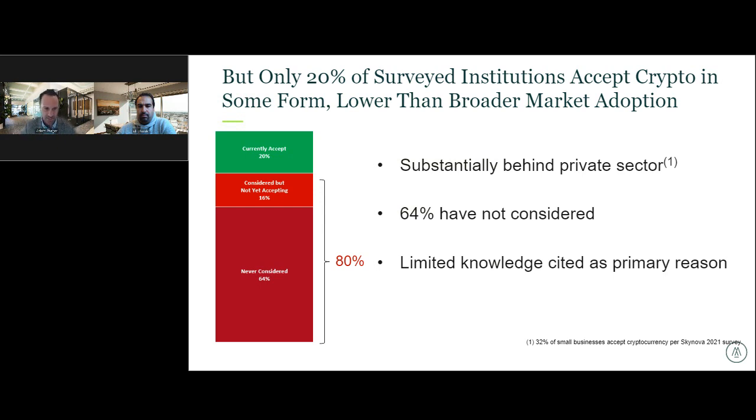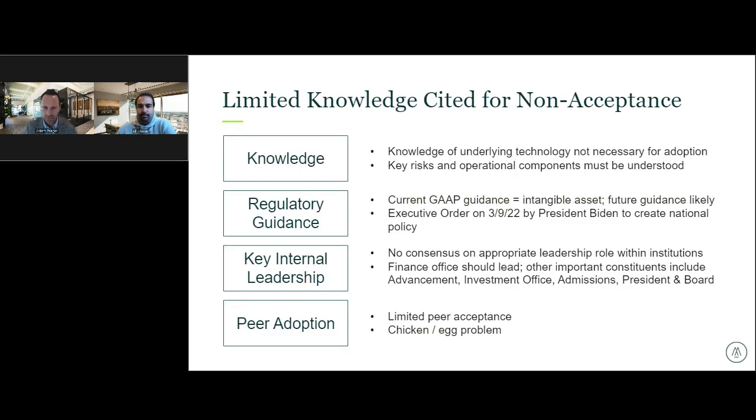We think maybe it should be flipped, right? That most institutions should consider crypto, not saying that they should accept it, but it should be considered, and the decision not to accept it really should be deliberate. As I mentioned earlier, the survey results on this particular webinar pointed to limited knowledge as cited as a reason for non-acceptance.